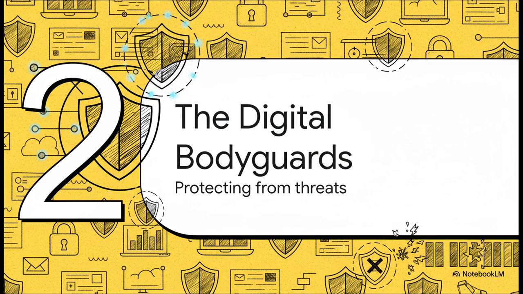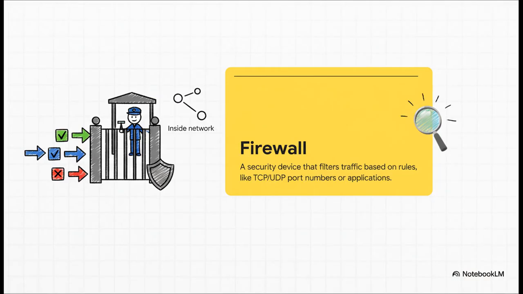Okay, our network is officially connected. Data is flowing. So what's the very next thing we have to think about? Well, we have to protect it. It's time to bring in the digital bodyguards. And your first line of defense is always the firewall. I want you to picture it as a security guard standing at the only gate into your network.